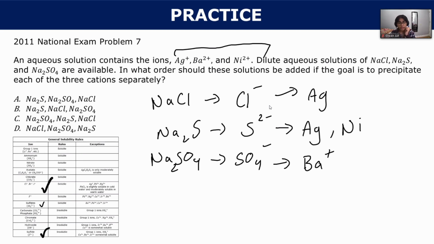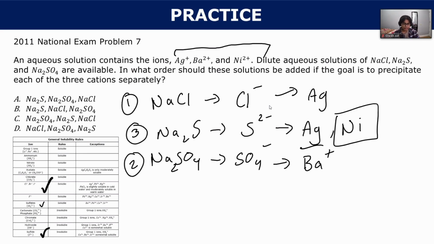So the order that we can go to precipitate these one at a time is if we did NaCl first, and then Na2SO4 second and Na2S third, we could first precipitate off the Ag and then the barium, and then since there's no nickel in the solution, there's no silver in the solution, we can precipitate the Ni last. And so the order is going to be NaCl, Na2SO4, and Na2S, and that is D.